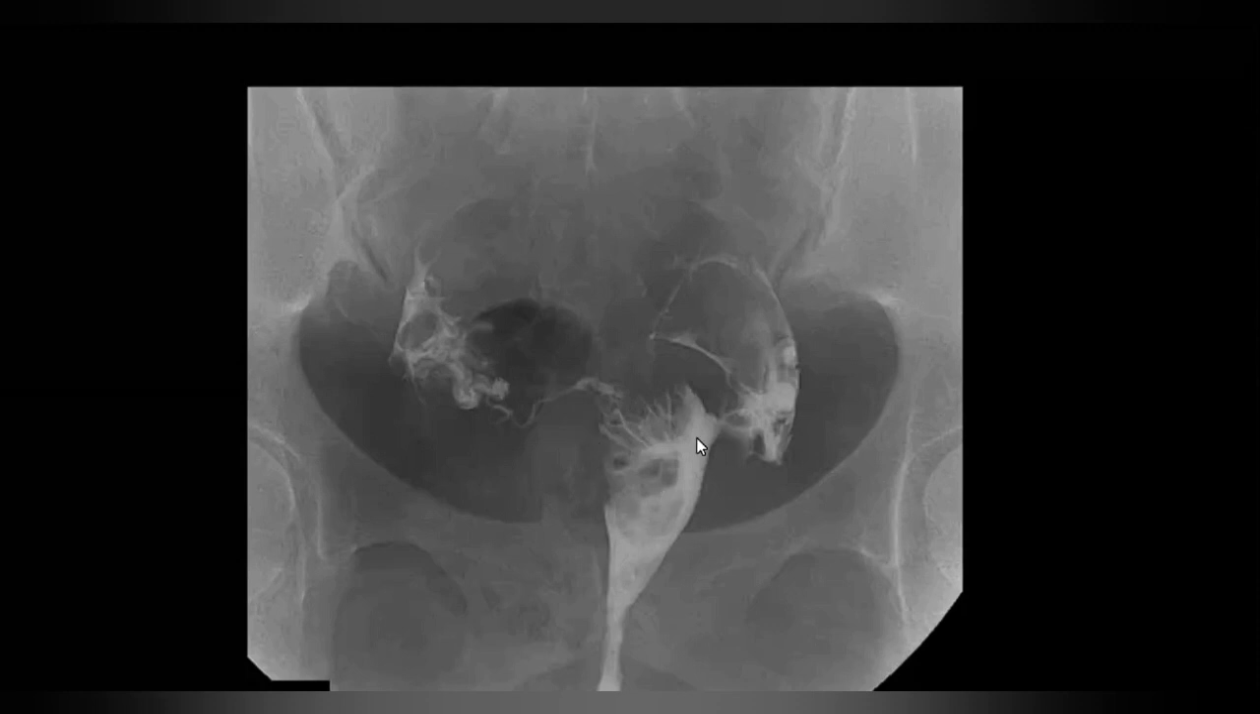But here you see that this endometrial cavity is pretty large. So this type of appearance, if you see, always take the patient for an ultrasound also and see if the endometrium is fine.